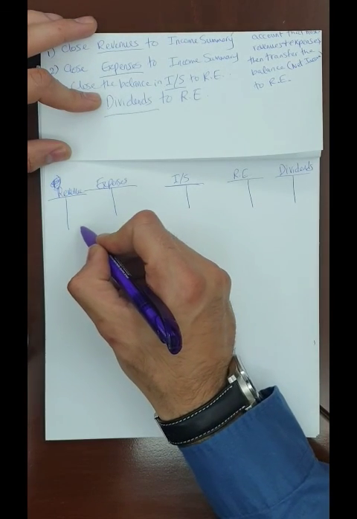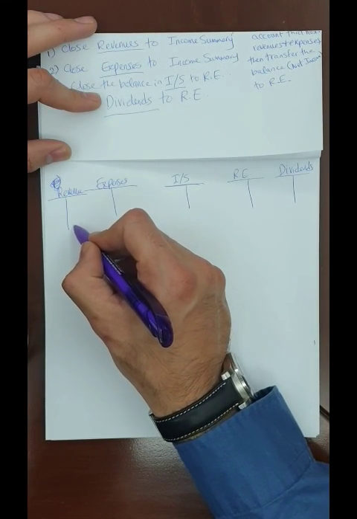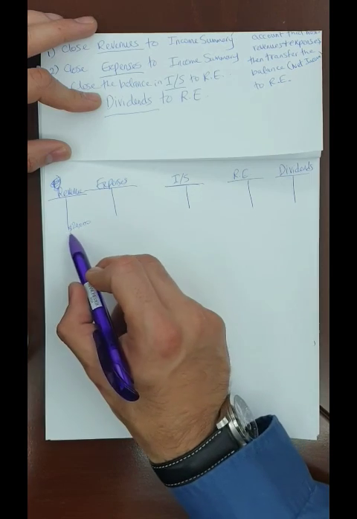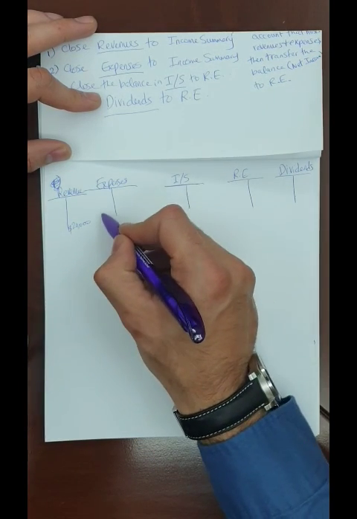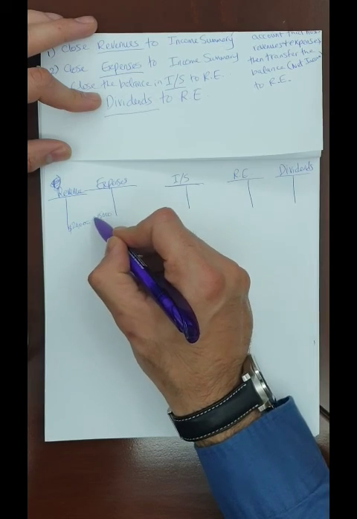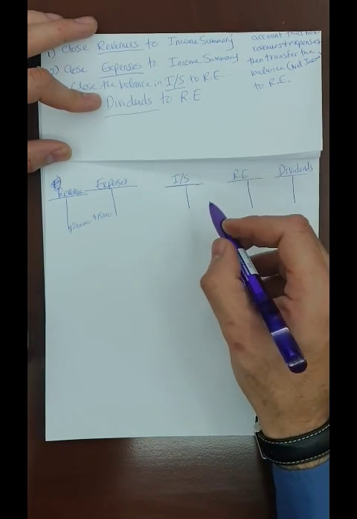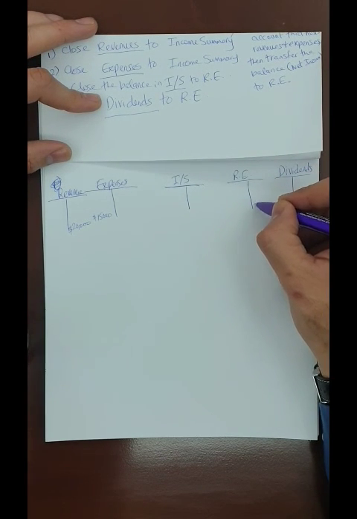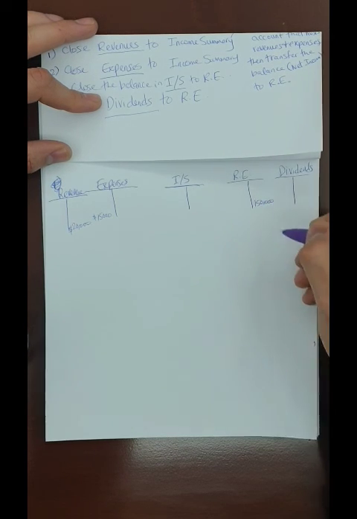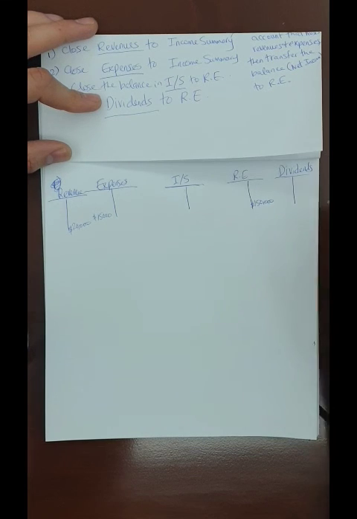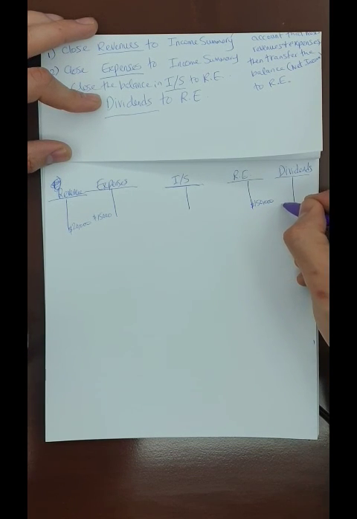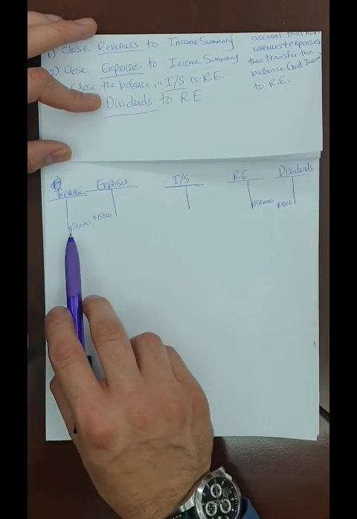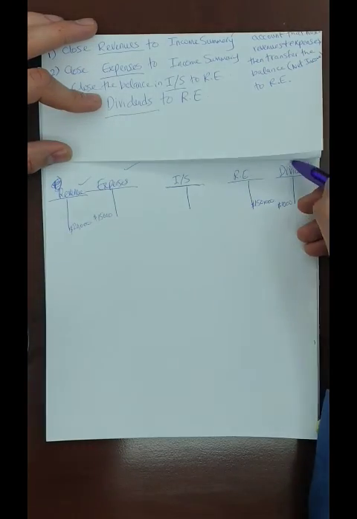Initially, you have a balance in the revenues. Let's say we have in the revenues $20,000. And you know that revenues always have a credit balance. Expenses, we have $15,000. And we also know that expenses always have a debit balance. The given says that you already have $150,000 in retained earnings, and your dividends have a balance of $1,000. Okay. Now, we need to set revenues and expenses back to 0.